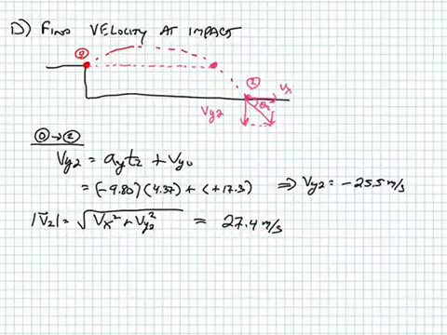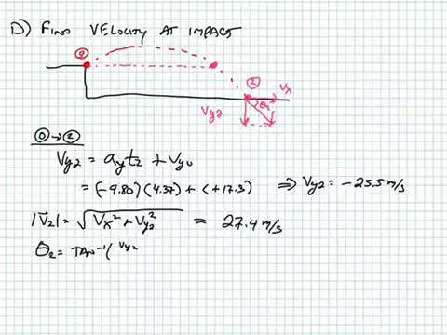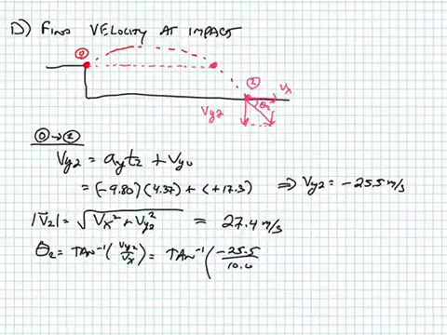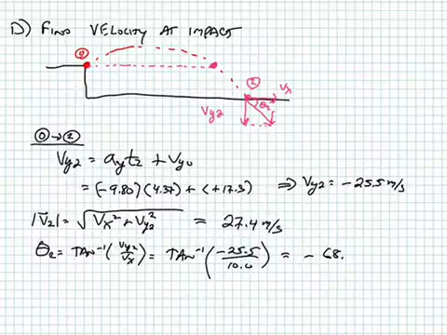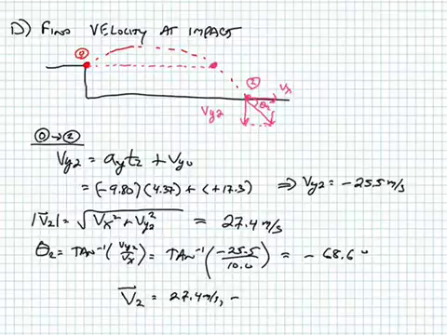And then the last thing I need to do to get velocity is find my angle. So theta 2 is equal to inverse tangent of Vy2 over Vx, which is inverse tangent of negative 25.5 meters per second divided by Vx, which is 10. And so my angle is minus 68.6 degrees. I can communicate my velocity at impact as a speed of 27.4 meters per second, and the angle at impact is minus 68.6 degrees.